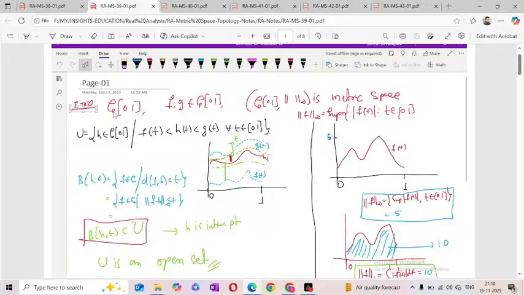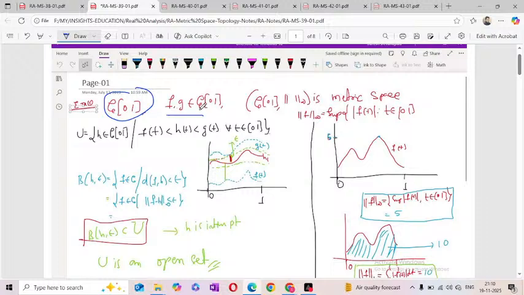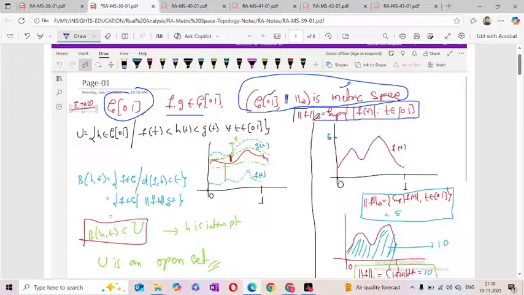Here I'm taking the continuous functions on the closed interval 0 to 1. I'm taking two elements from this set, f comma g. Here I'm assuming this set of all continuous functions on the closed interval a to b, with norm infinity, is a metric space. Norm infinity of f is the supremum of mod f of t, where t belongs to the closed interval 0 1.